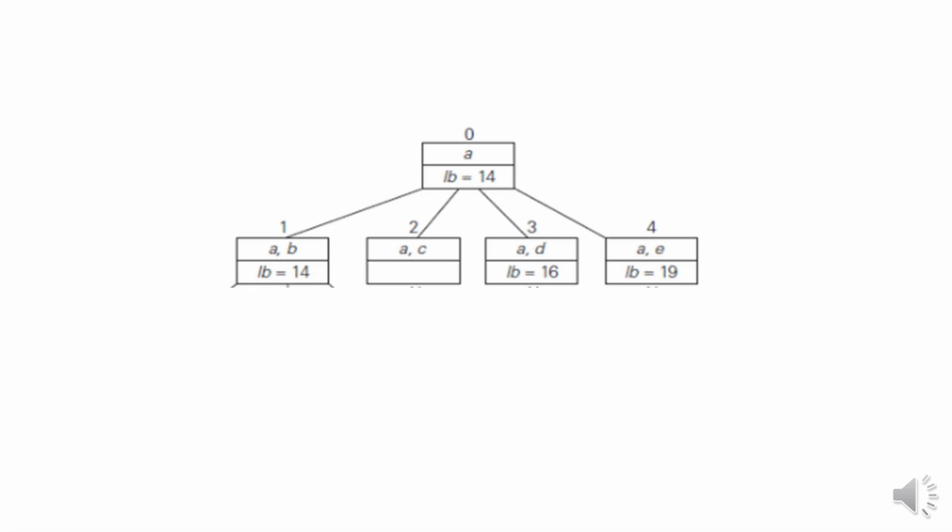So let us construct the state space tree. The root node, we have started with lower bound 14. Then we have the 4 child nodes. After visiting city A, we go to the city B, where the lower bound is 14. After visiting city A, we go to the city C. After visiting city A, go to city D with the calculated lower bound 16. And from A to E, if you were to travel, then the lower bound is 19. If you have taken from A to C, then you will be getting the lower bound as 14.